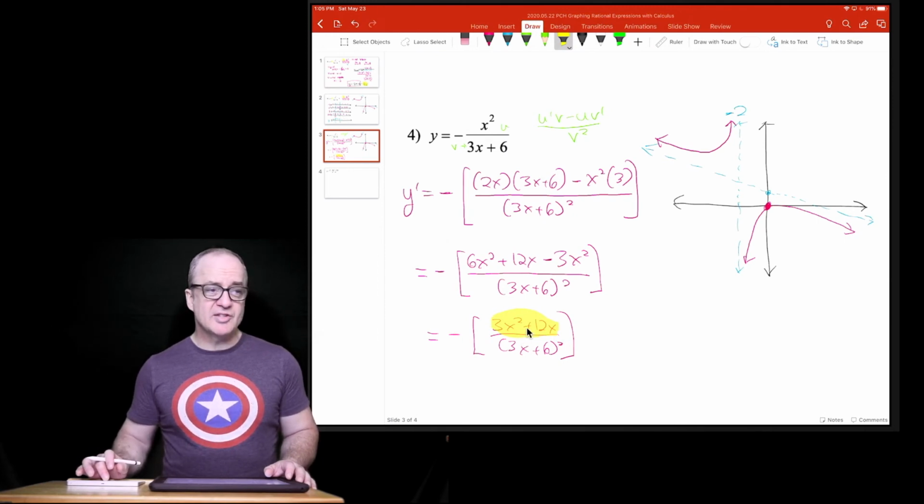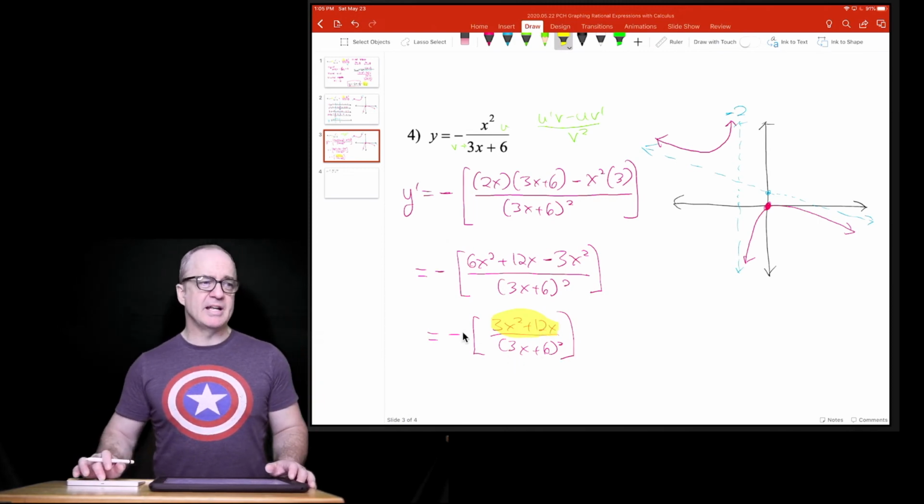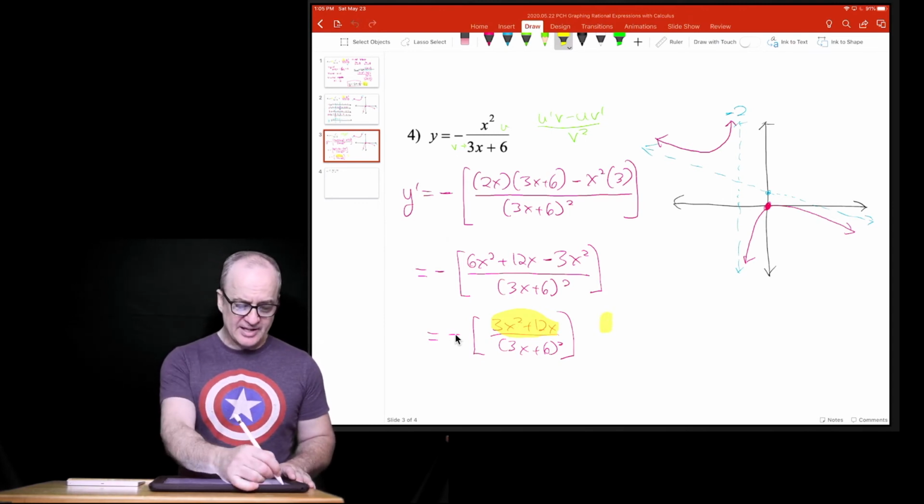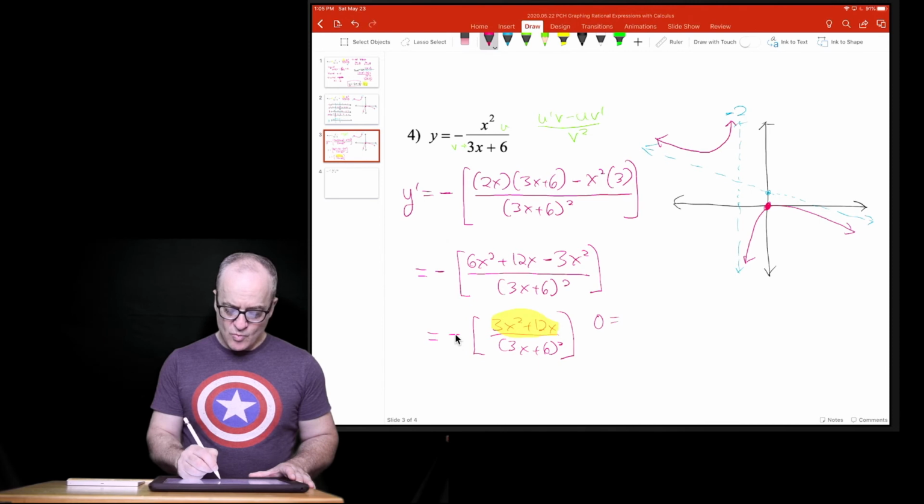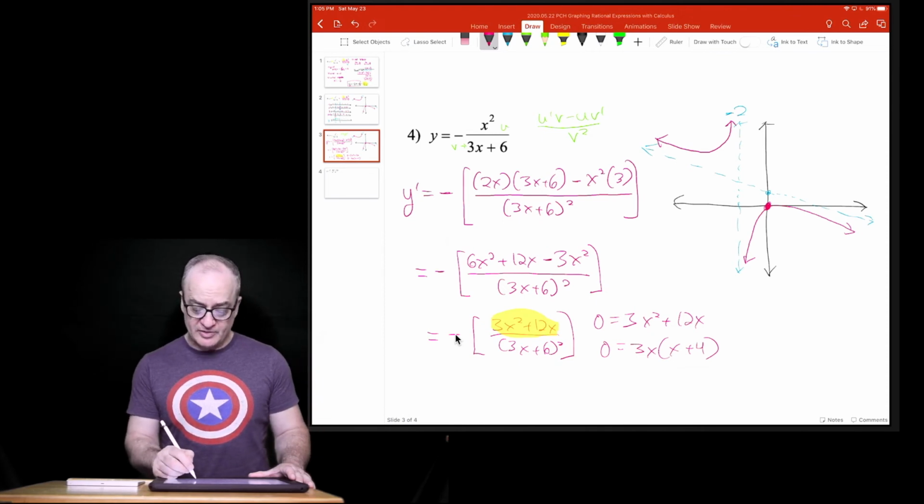As long as the zeros I find in the numerator are not also zeros in the denominator, I can basically ignore the denominator and the negative sign, and all I have to figure out now is when 3x squared plus 12x equals 0. Well, I'll factor out a 3x, I'll be left with an x plus 4, and I can see that the two x values that make this equal to 0 are x equals 0 and x equals negative 4.